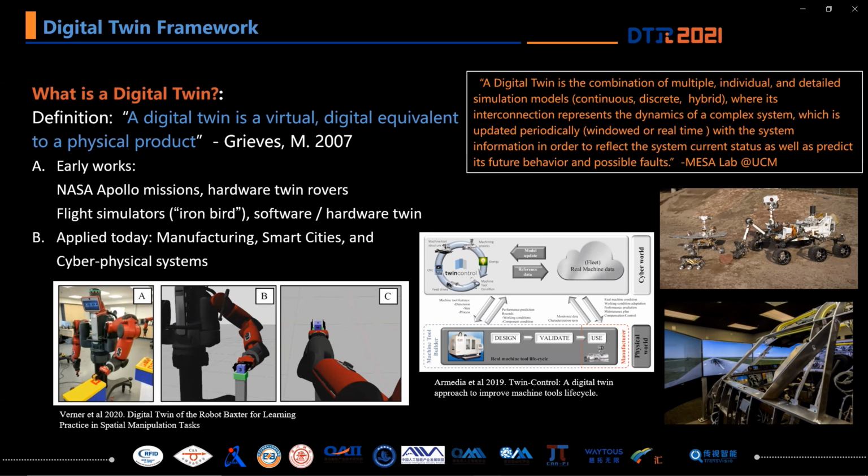In this work, we want to focus on a definition such as the one proposed by our lab, where a digital twin is a combination of multiple individual and detailed simulation models, continuous, discrete, or hybrid, whose interconnection represents the dynamics of the complex system, which is updated periodically, windowed or real time, with the system information in order to reflect the system's current status as well as predict its future behavior and possible faults.